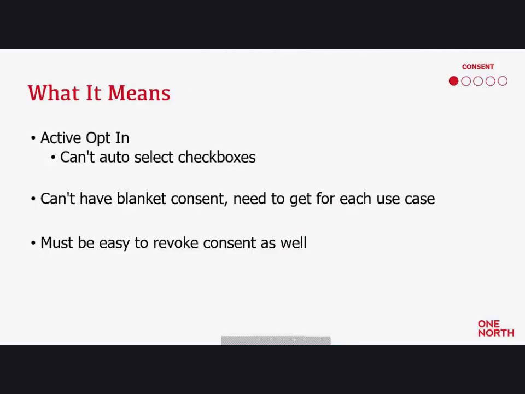So active opt-in: if you don't have a checkbox at all, that's not taking any action, right? So just submitting the form. And you can't pre-select that checkbox, so that they've chosen to give consent that they haven't. And then you can't have blanket consent, right? You need to get the use case that you're going to communicate with them for, the purpose in each instance. And you need a way for them to be able to revoke that that's easy to access. Think of the unsubscribe that you would have on an email, but for all use cases for which you garnered that information.